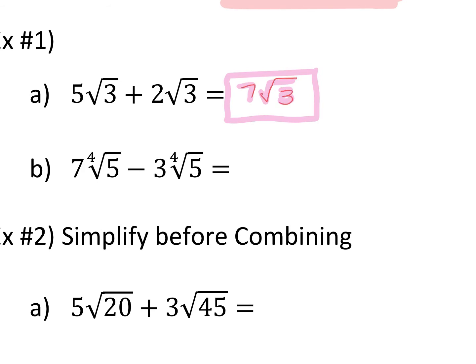Okay, 7 rad 3. So how about the one right below that? 7 4th root of 5 minus 3 times the 4th root of 5 is 4 4th root 5. Okay, so we're just subtracting what looks more like a coefficient to the radical. But you have to make sure this is a 4 and a 4, and this is a 5 and a 5 in order to be able to do that.